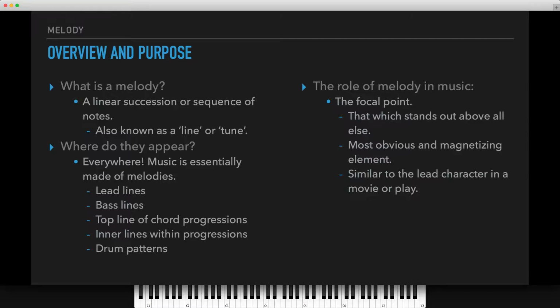Melody is what we sing when we remember a song. It's what we hum. It's what gets stuck in our head. Melody is just so important. It's the focal point. It's the most human element in a certain sense because it's reminiscent of speech.